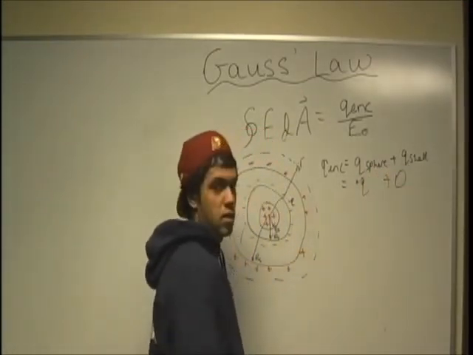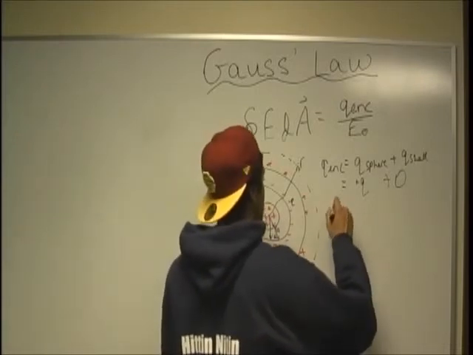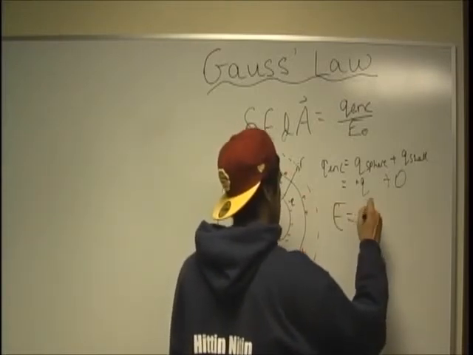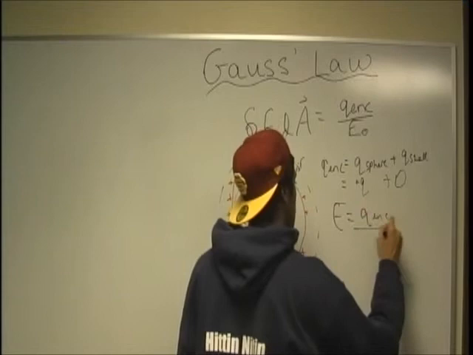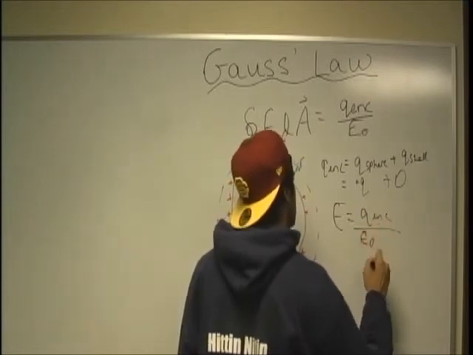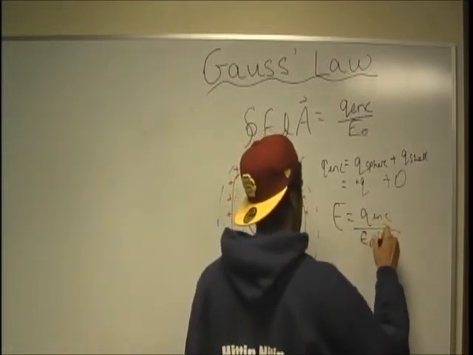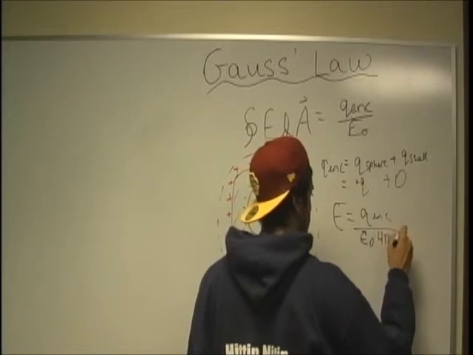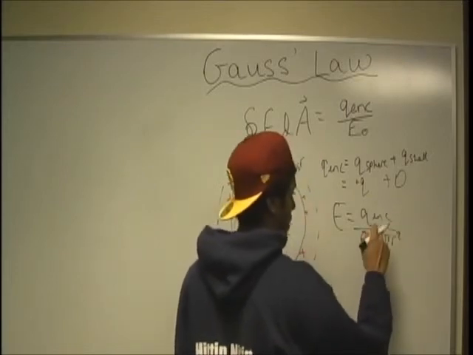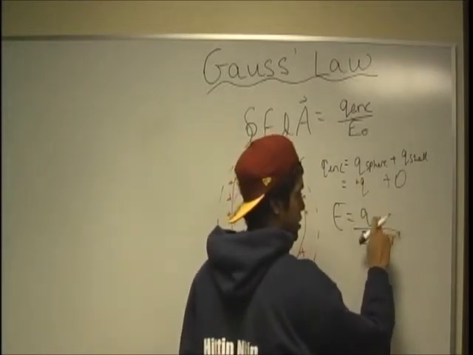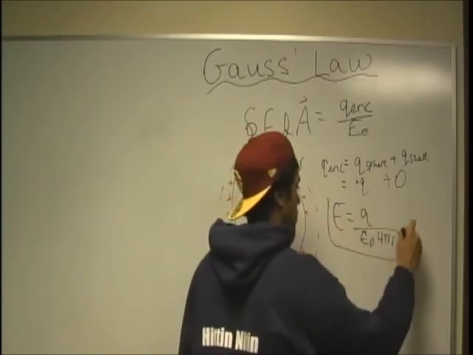So going back to Gauss's law, E equals Q enclosed over epsilon naught times 4 pi r squared. I'm going to be lazy and just erase this and say this is your formula for outside.